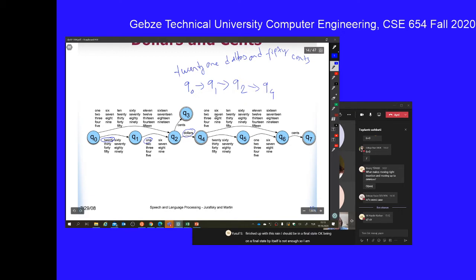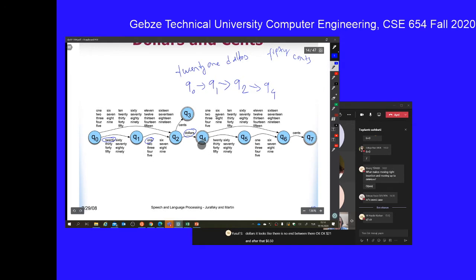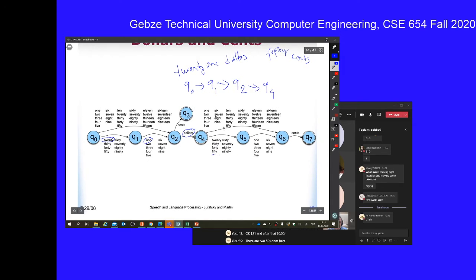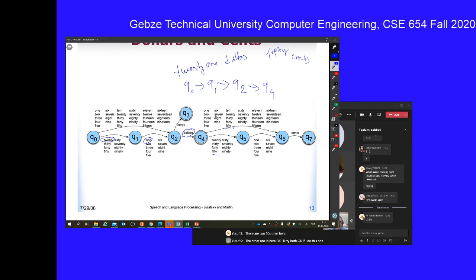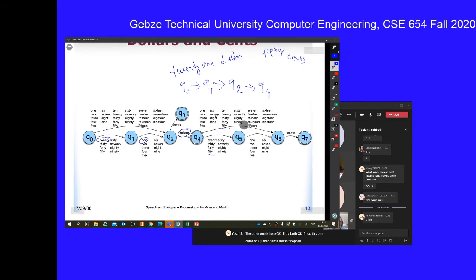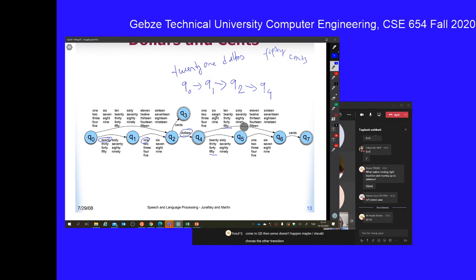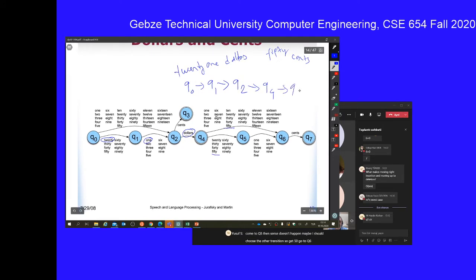So I am at Q4, $21. It looks like there is no end between there. $21, and after that, 50 cents. There are two 50s. One is here, the other one is here. I have to try both. If I do this one, come to Q5, then cents doesn't happen. Maybe I should choose the other transition. So get 50, go to Q6. After Q6, cents comes and Q7. When I'm at Q7, it's a final state, an accept state, and I am done with all the string.